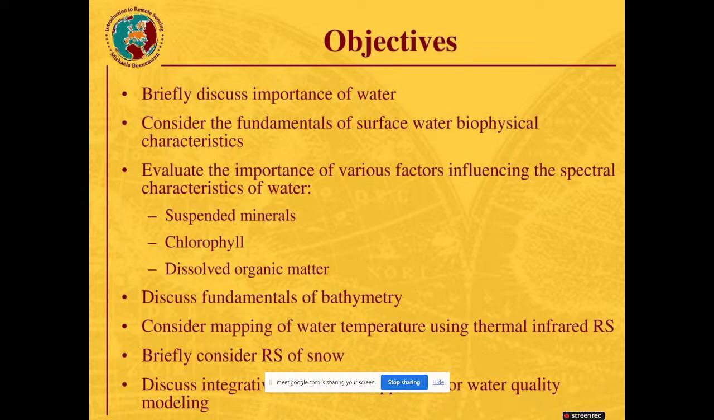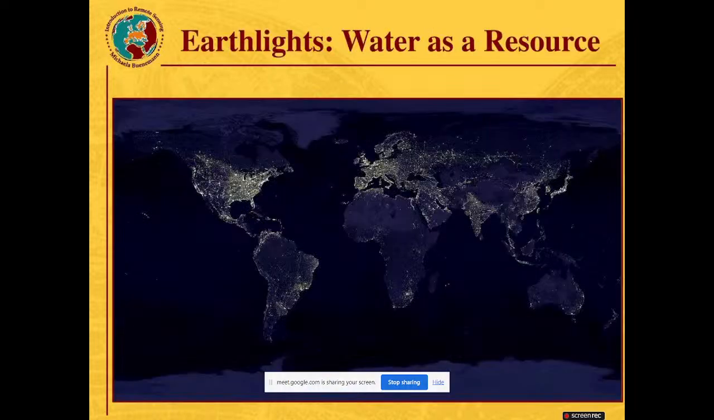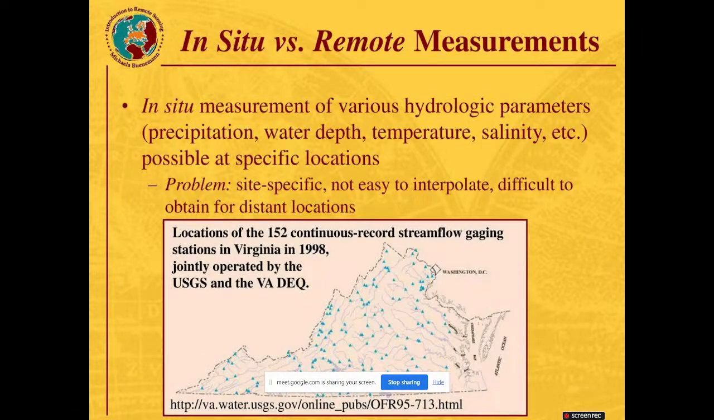First of all, here you can see the objective. In this time we discuss some theoretical parts about suspended minerals, chlorophyll and dissolved organic matter, and how they influence the characteristics of the water body. So we simply go to our next slide.